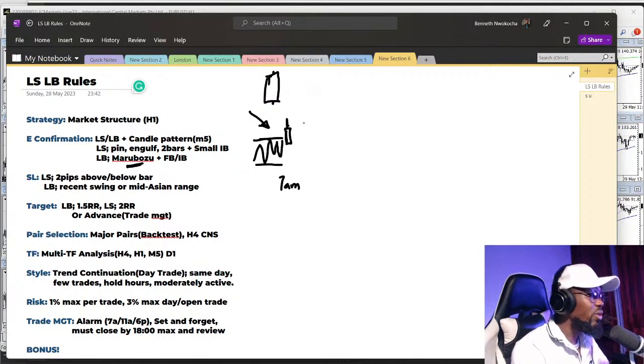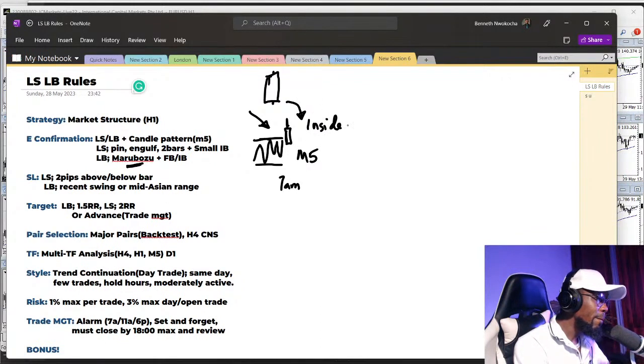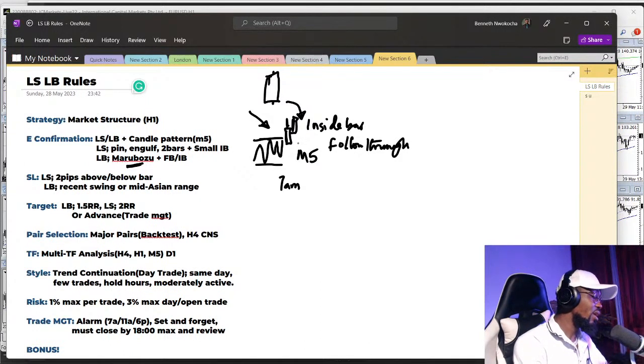Now, when you get a marubozu, after it you must see either an inside bar or what we call a follow-through bar. This is 5 minutes, by the way. A follow-through means that you broke out and then the next bar continued to break out. That's a follow-through bar. Now, an inside bar has to be small.